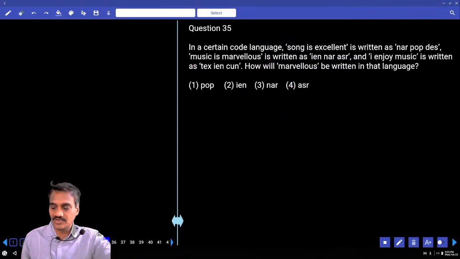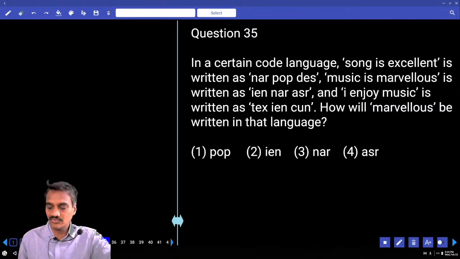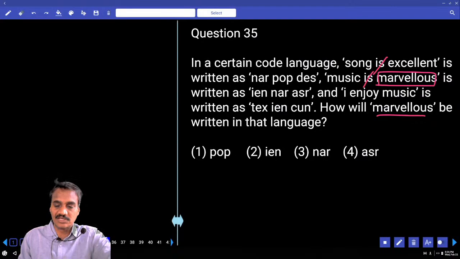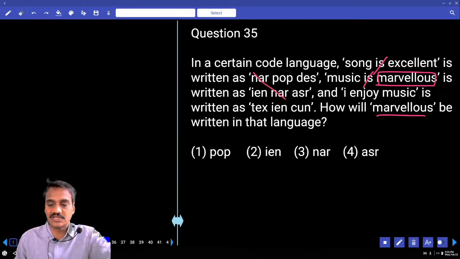Then coming to 35. Now in this 35, in a certain code language, how will marvelous be written? Now in this, song is excellent, music is marvelous. Here, marvelous is given. Next, easy is common between these two. As easy is common, the code that is common is NAR. The code for easy is NAR.